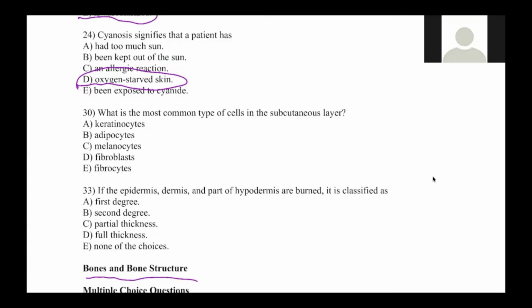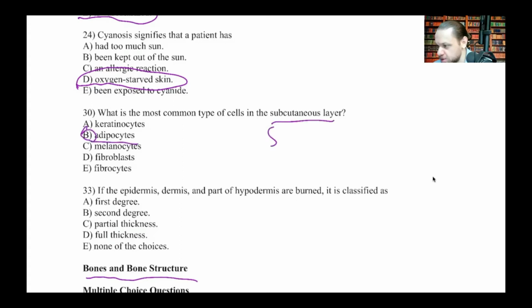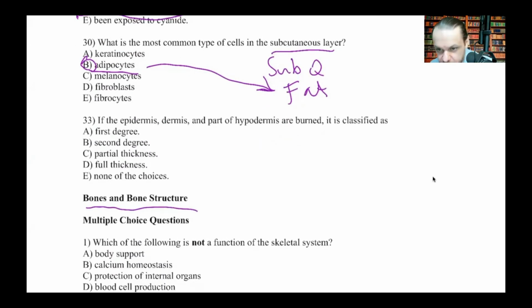Yes. 30, right? 30 is the one, yes. Yep. What is the most common type of cells in the subcutaneous layer? I put B. B is correct, right? Adipocytes, right? So we said sub-Q, right? Sub-Q is the fat, and the fat is the adipocytes. That is correct. All right, number 33. Let's see. Curtis, would you like to go?